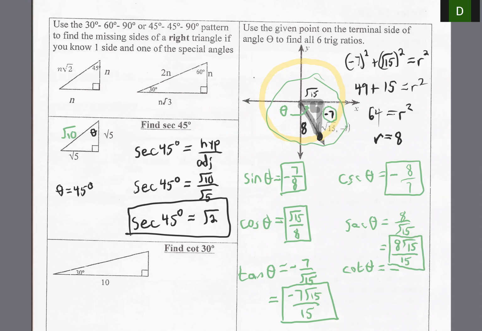Okay, then for cotangent, we know it's negative. So I'm going to actually take the reciprocal of this one, so I don't have to do any simplifying work. So when I take the reciprocal of -7 over square root of 15, even though that wasn't my final answer, I won't have a radical in the denominator. So this will be negative square root of 15 over 7. No simplifying needed here because it's already simplified.